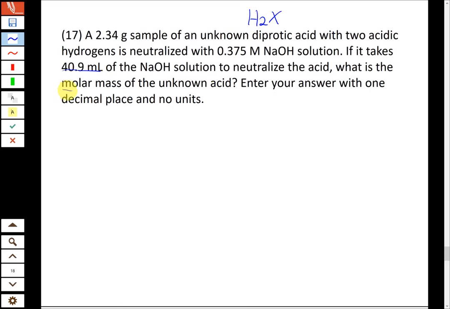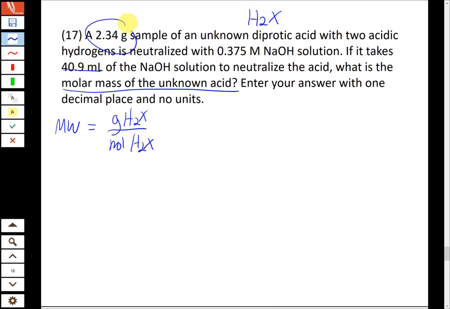So we are looking for the molar mass of the unknown acid. So this is one variation on titration problems. We're looking for a molar mass. Molar mass, remember, is defined as grams per mole of substance. So to find the molar mass of H2X, we need the mass of H2X in grams, and we need the moles of H2X. All right, so that number is given to us.